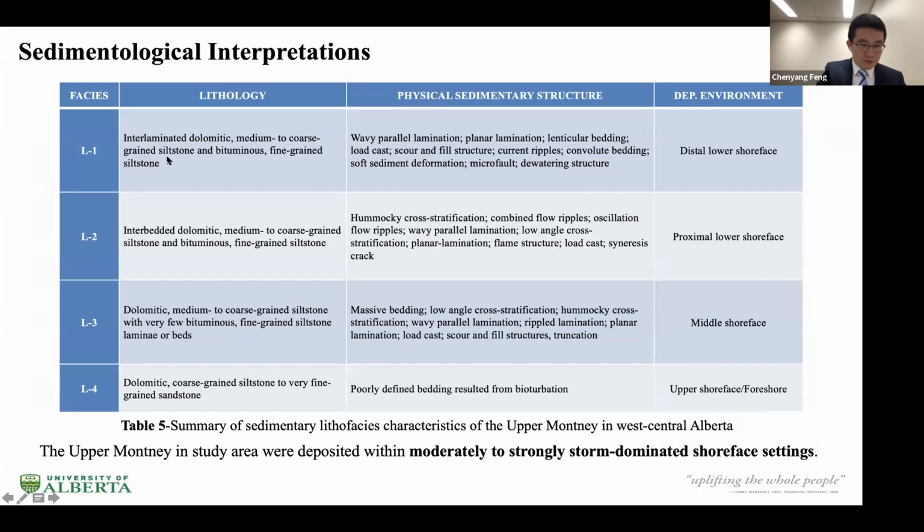From lithofacies 1 to lithofacies 4, the distal lower shoreface, proximal lower shoreface, middle shoreface, and upper shoreface, or foreshore, comprise a conformable coarsening-upwards shoreface sequence. Since the tempestite accounts for a substantial proportion of this shoreface deposition, the Upper Montney in the study area represents deposition within moderately to strongly storm-dominated shoreface settings.